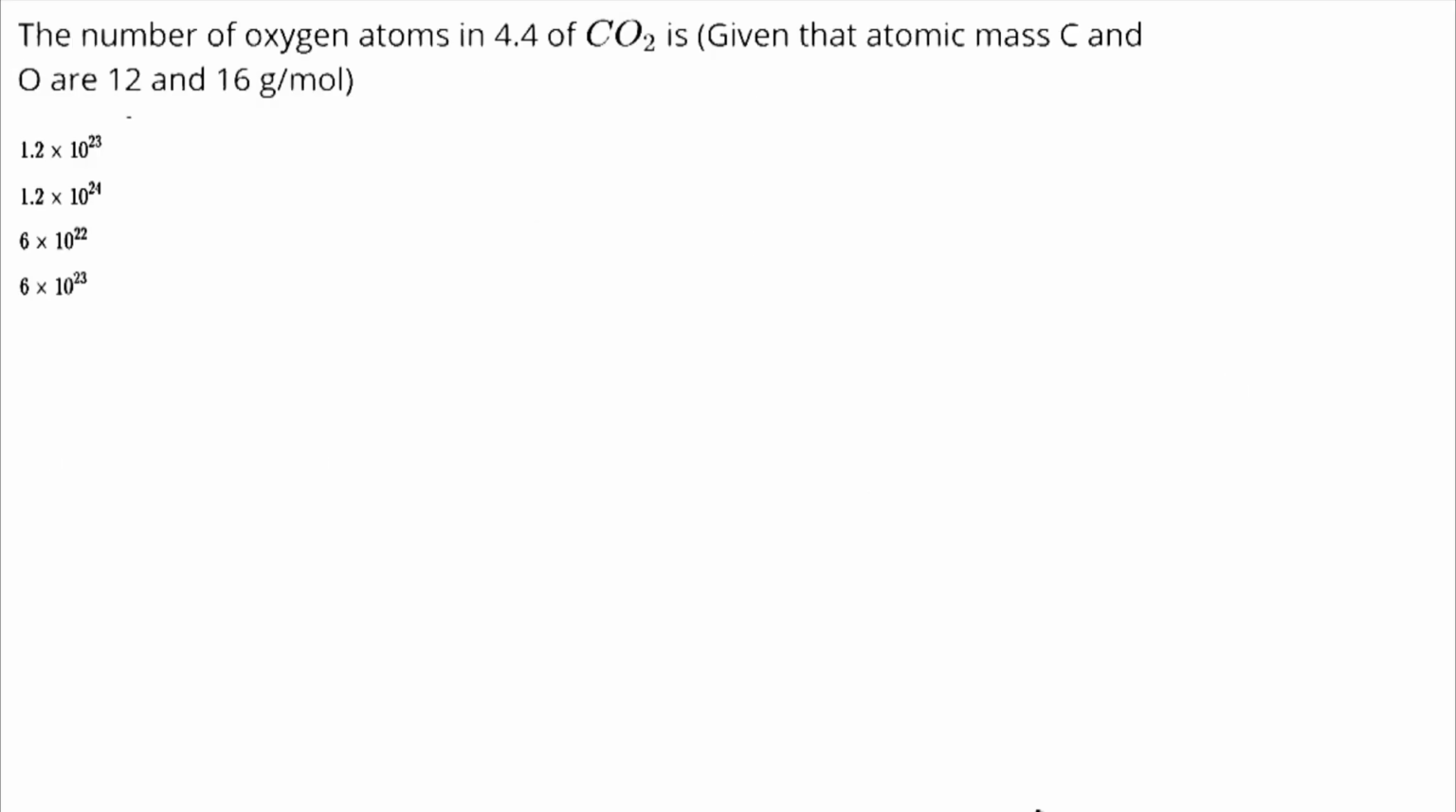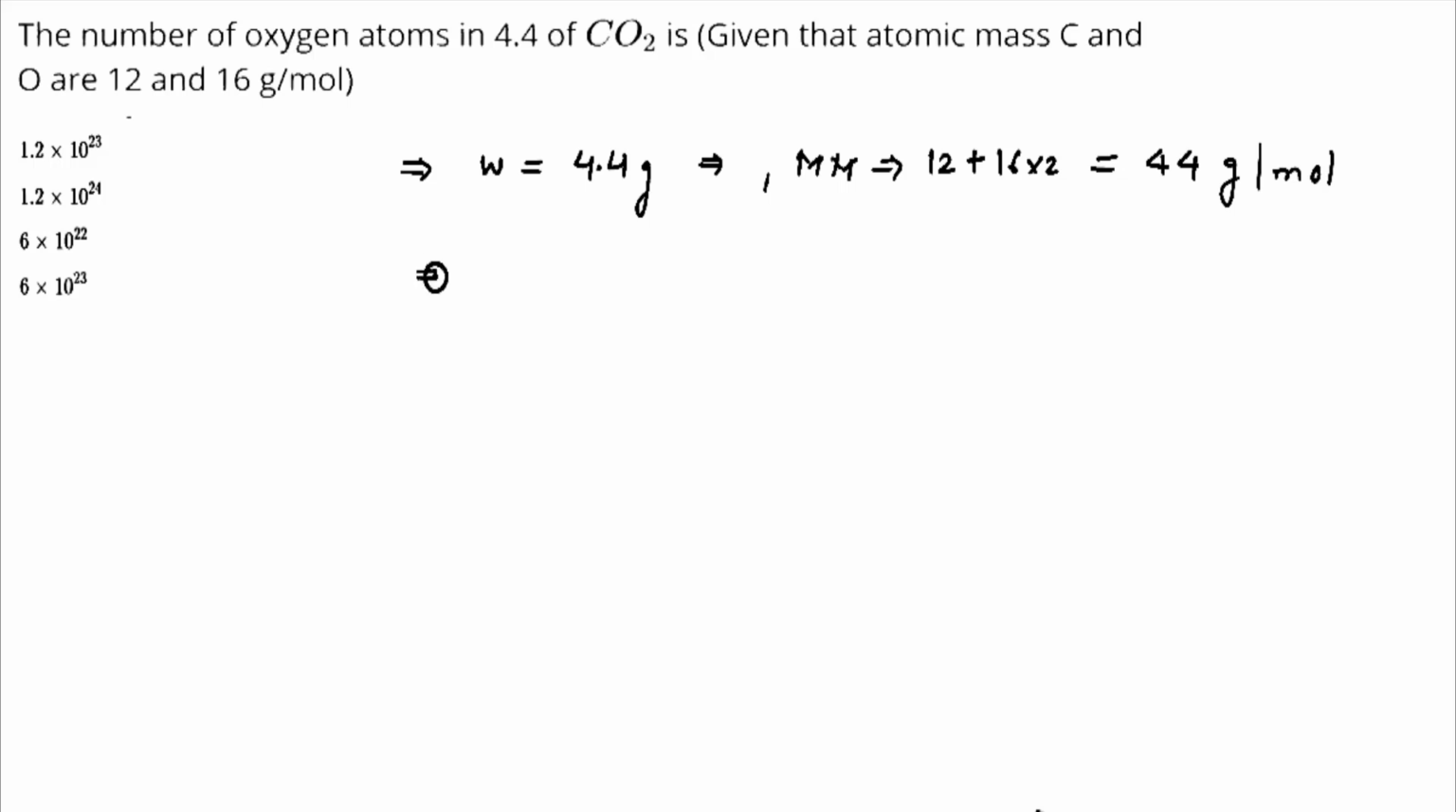Hello everyone, in this question we have to find out the number of oxygen atoms in 4.4 gram of CO2. Now, let's see. Given mass of CO2, that is W, is equal to 4.4 gram, and the molecular mass of CO2 is 12 of carbon plus 16 of oxygen multiplied by 2. It will be equal to 44 gram per mole.